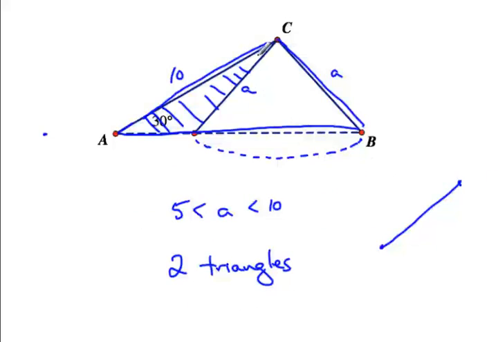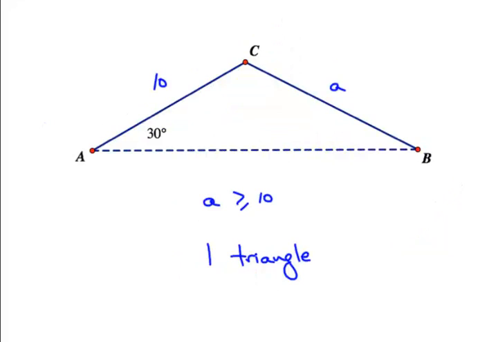And that's what we see here. Here's one triangle, here's another triangle. That happens when A is between 5, the shortest length required, and 10, the length of the side given. And then if we make it even longer, if we make it longer than 10 or equal to 10, we only get one triangle again.